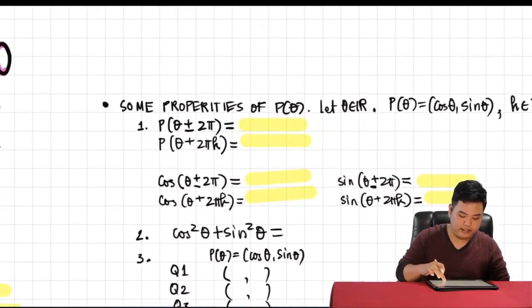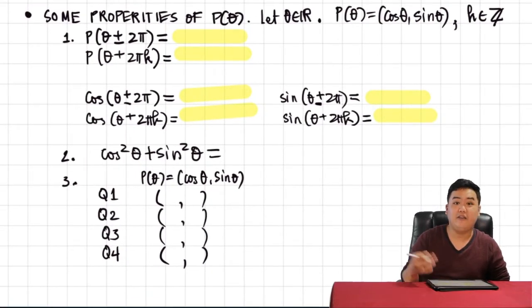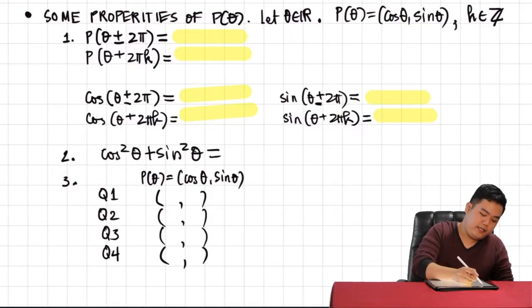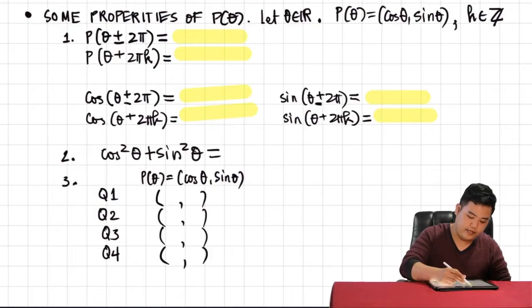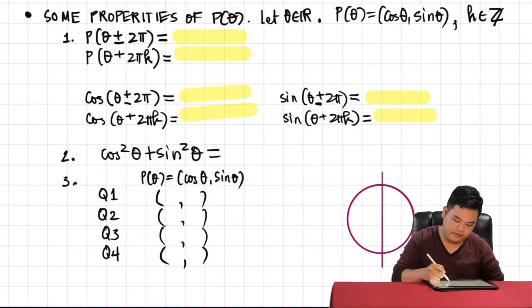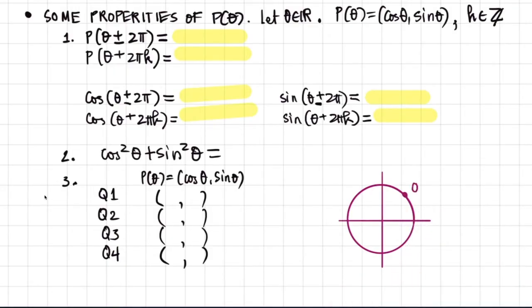Okay, let us discuss some more properties. Ito yung mga fundamental properties na halos araw-araw nating magagamit when studying trigonometry. So, examples. So, what is P of theta plus 2 pi? So, let's say, this is our unit circle. And you have your theta somewhere, right? So, kapag nag-add ka ng 2 pi sa theta, babalik ka lang dun sa original point. Kapag nag-subtract ka naman ng 2 pi, babalik ka rin doon sa original point. So, this means, pag nag-add ka ng 2 pi sa theta or nag-subtract ka ng 2 pi sa theta, you still get P of theta.